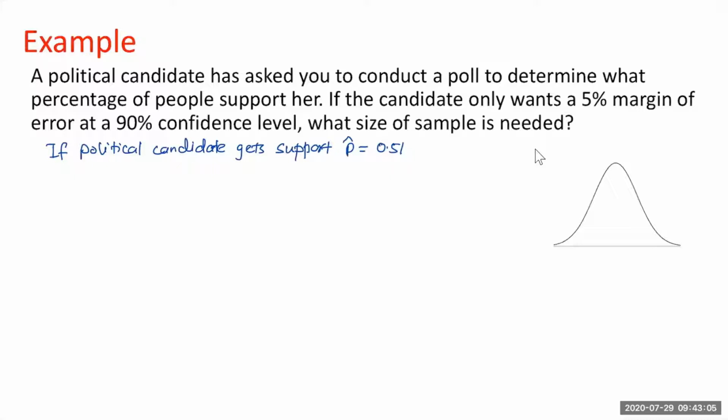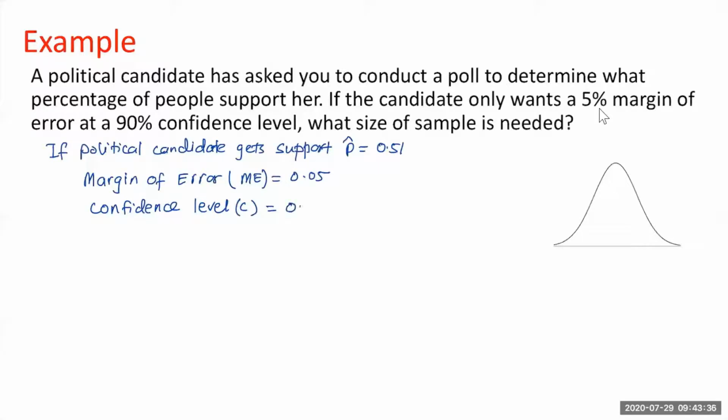And in this question, they have given the margin of error, which we write as ME. We want the margin of error to be only 5%, meaning 0.05. And the confidence level, let's write that down, confidence level, which is C, is equal to 90%, 0.90. That is given to you.